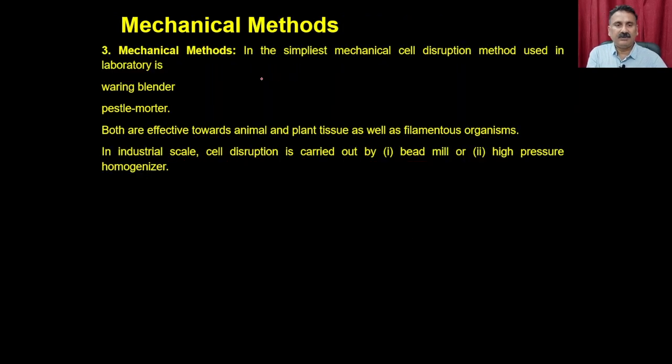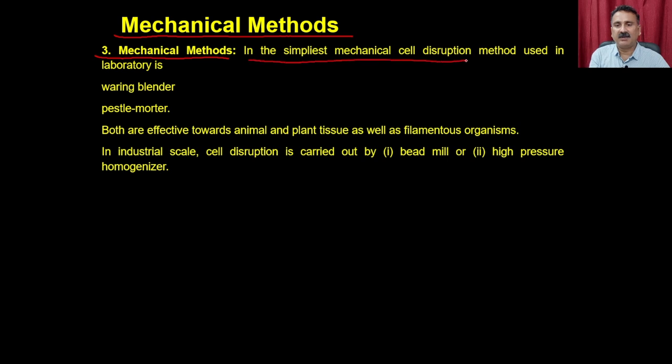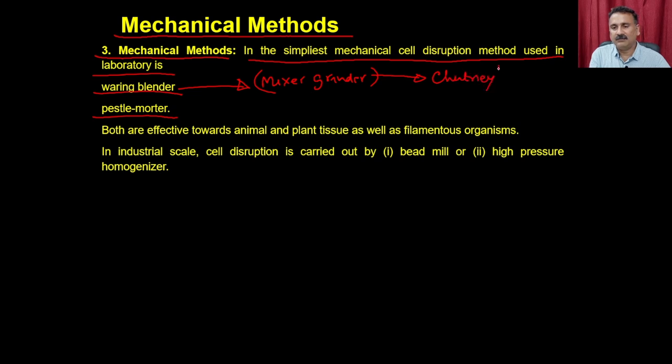Now let's talk about the mechanical method. So mechanical methods are the methods in which you are going to use some kind of machines. The simplest mechanical devices used in the laboratory are the Waring blender or the pestle and mortar. So Waring blender is nothing but the mixer grinder actually. Okay, I'm sure you might have used the mixer grinder for making the chutney, right, in your home, right? So when you prepare the chutney, it is nothing but the cellular homogenate, right?